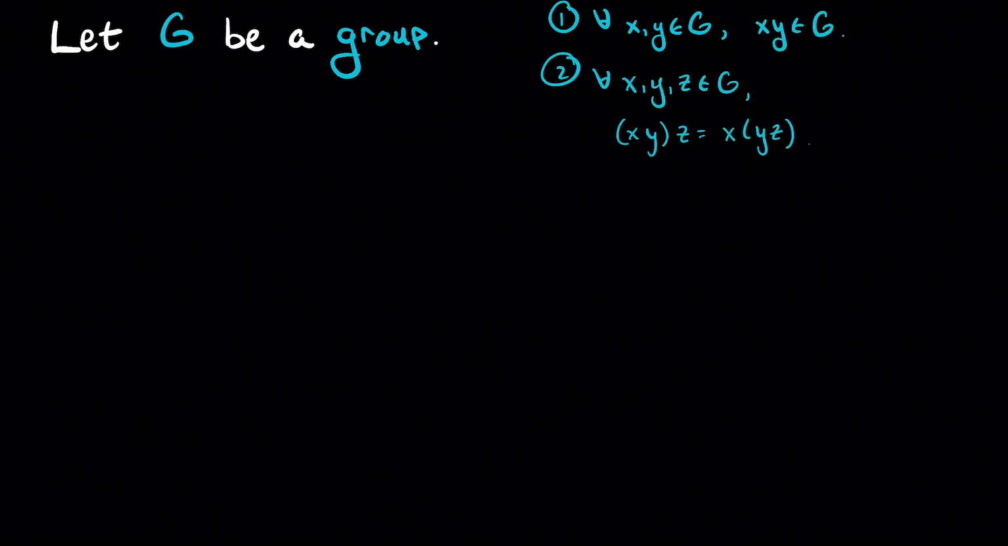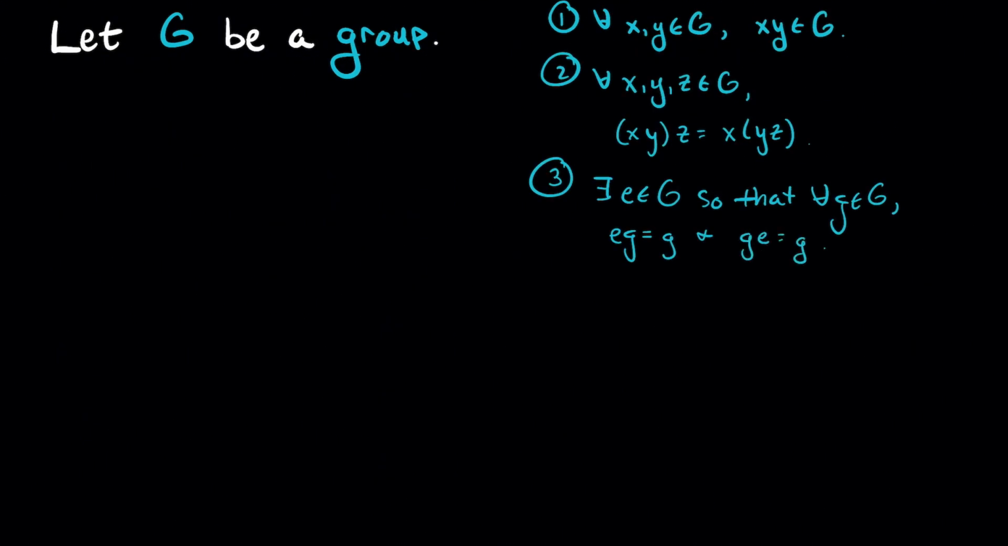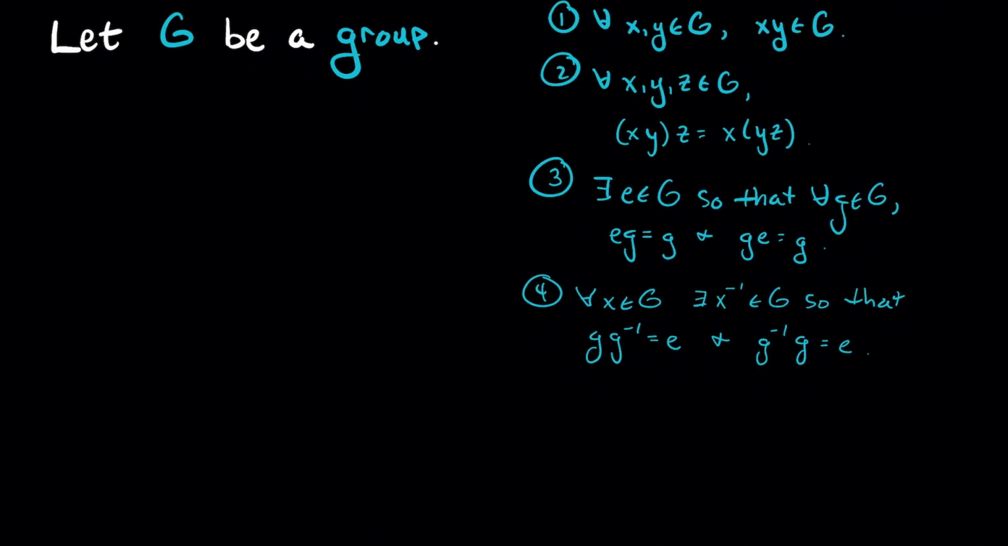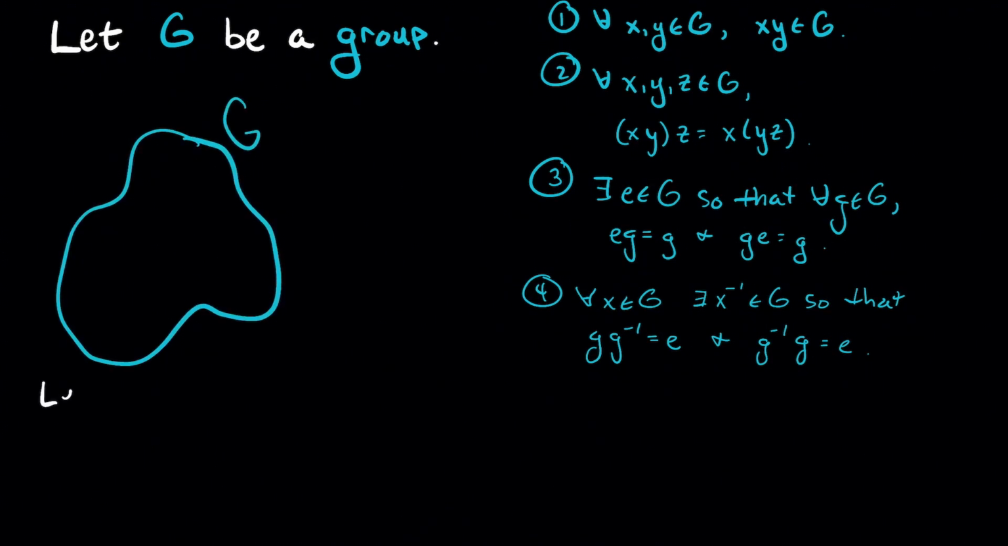1, you can put elements together. 2, that operation's associative. 3, there's an identity. And 4, you can always undo the operation. Here's an abstract picture of G.